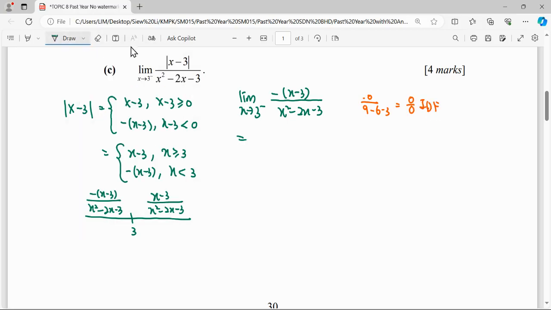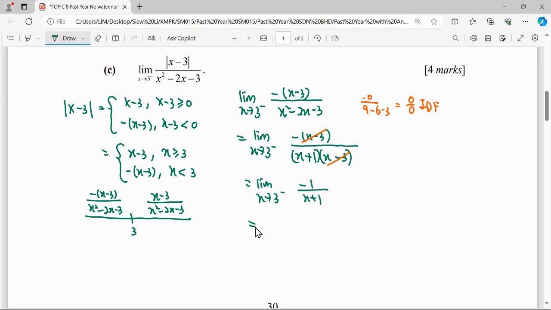When we come to the indeterminate form, we still need to simplify. As you can see, the function is a polynomial, so we use the factorization method to simplify the quadratic. Here you go, you can notice that the indeterminate form can be simplified, leaving negative 1 over x plus 1. Now we can evaluate our limit. Here x is 3 from the left hand side, so we use the value 3, not negative 3. So we have negative 1 over 4.